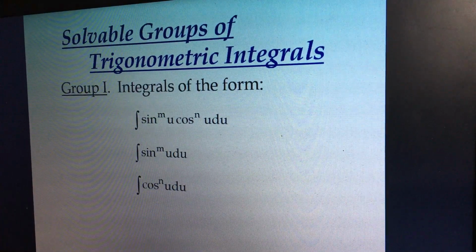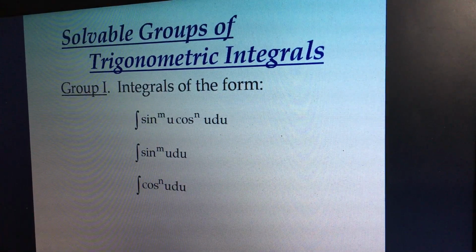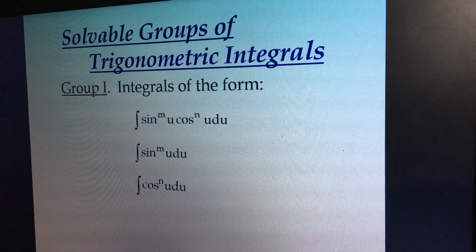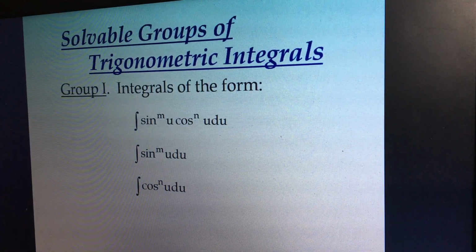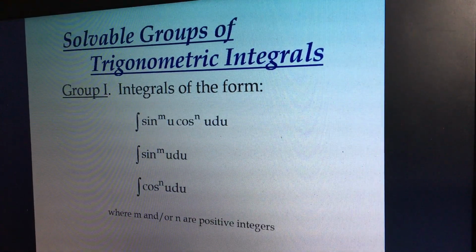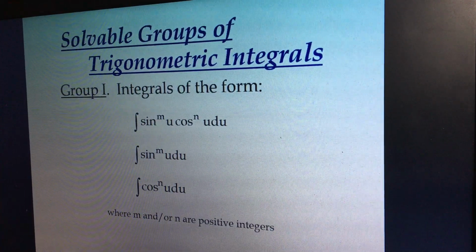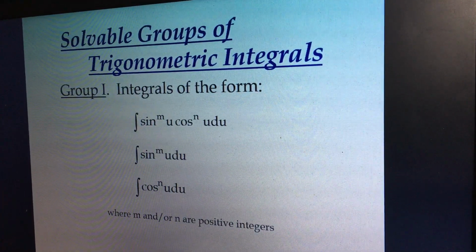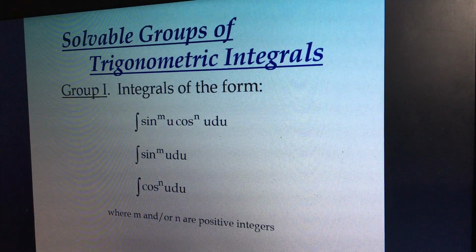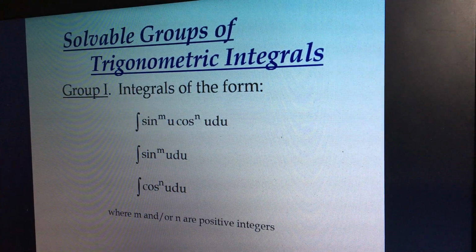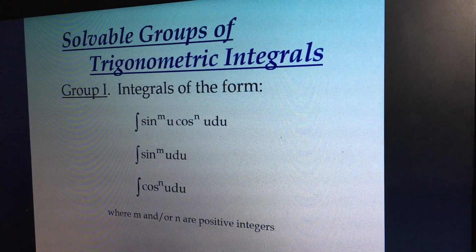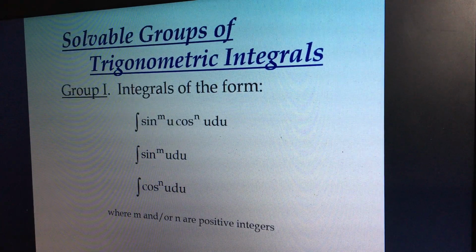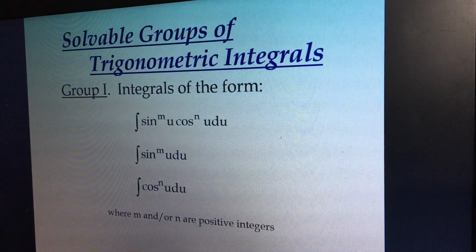Okay, so there are times that you are given this form of the integrals. So to solve those integrals, we are going to follow some procedure or some rules. So here the condition is that m and/or n are positive integers. So you can use the following rules regarding this form of integrals if it satisfies this condition that m and/or n are positive integers. And we have to deal with three cases here.